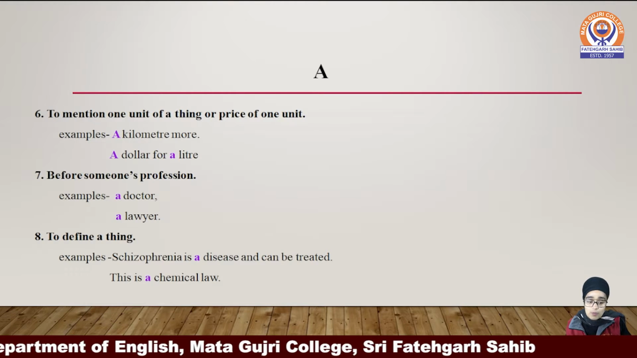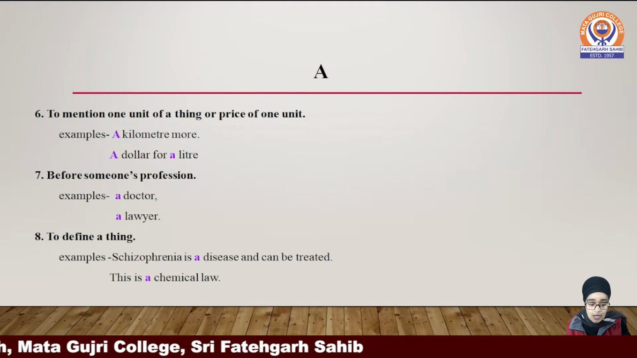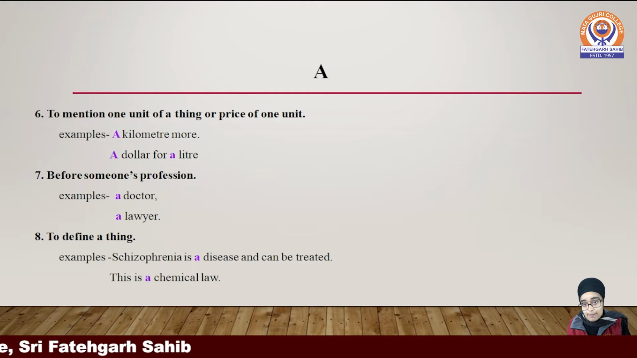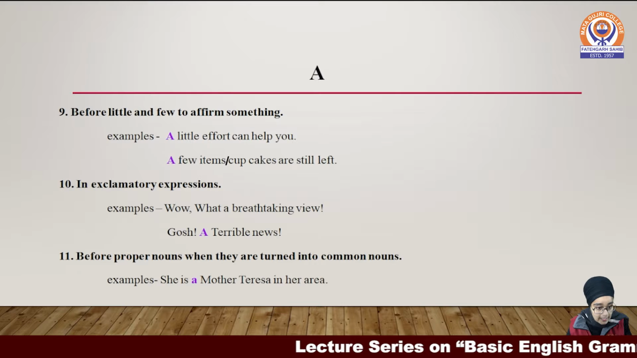Seventh, before someone's profession, a doctor, a lawyer. So all of these will use the article a. Eighth, to define a thing. For example, if I'm telling you a definition of something, example, schizophrenia is a disease and can be treated. Second, this is a chemical law. So if I am giving a definition of a particular thing, then I will use the article a.